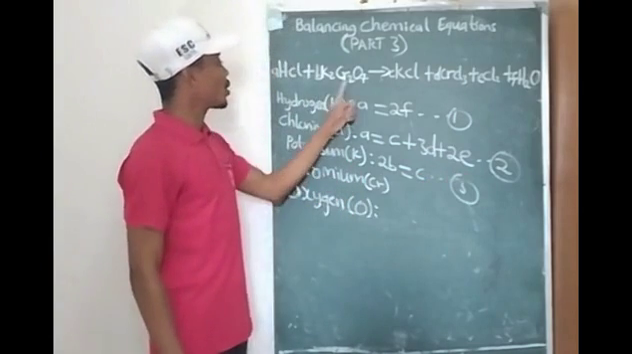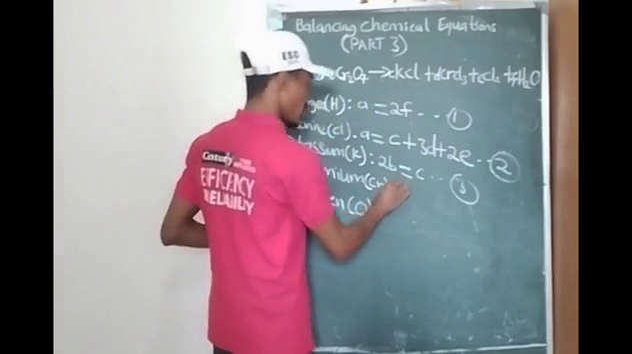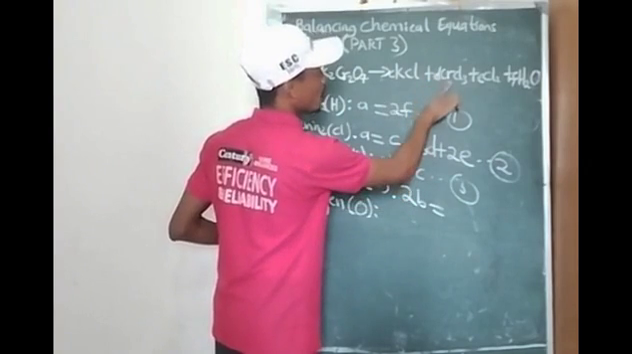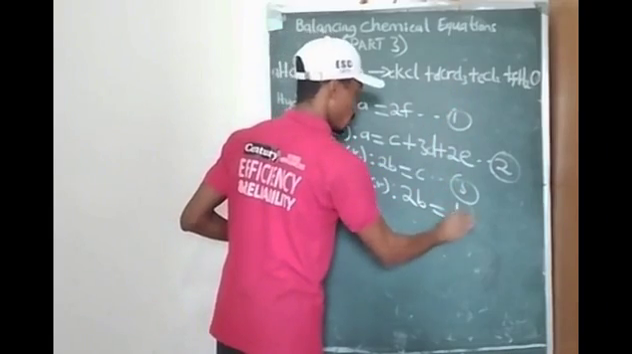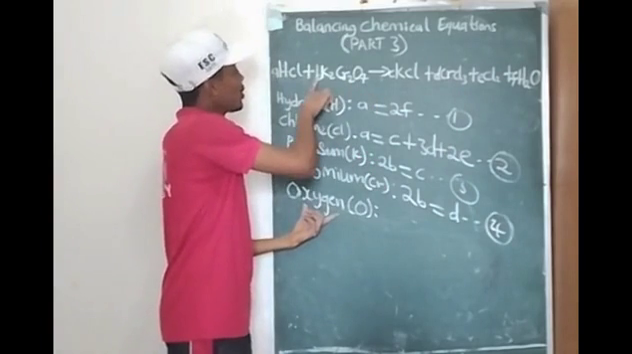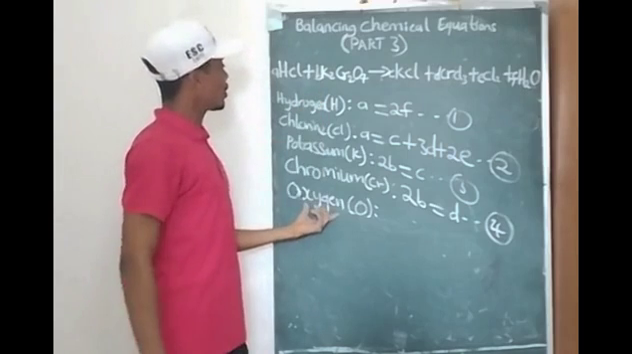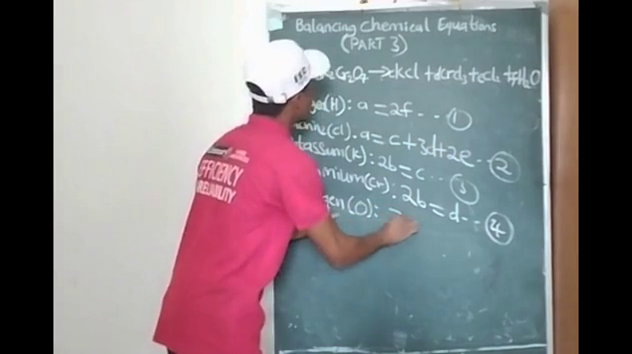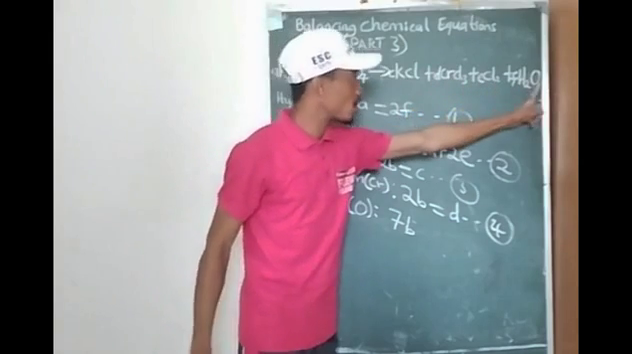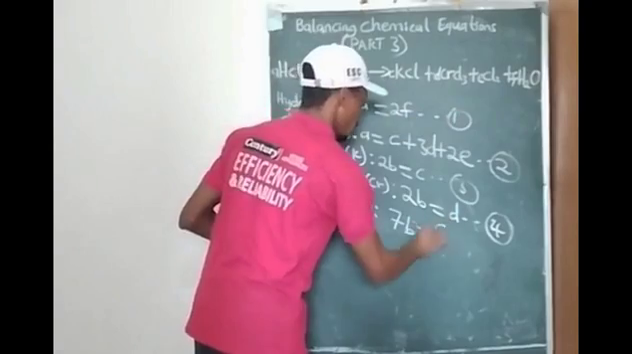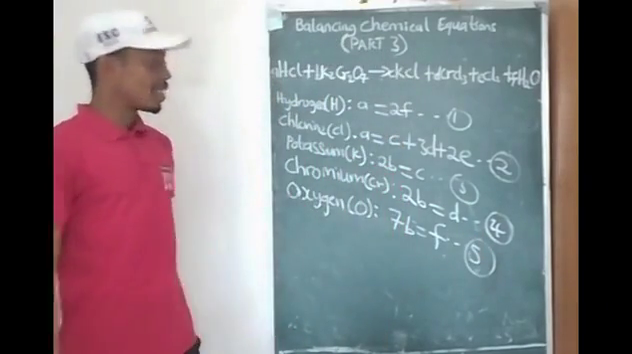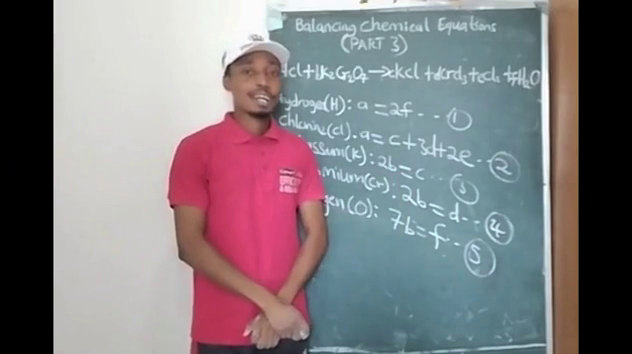Let's go to chromium now. Yes, I can see chromium here. 2 times B, so 2B equals chromium, 1 times D equals D. That's equation 4. I can see oxygen here, 7B equals, oxygen, no, oxygen, no, oxygen, yes, 1 times F equals F. That's equation 5.